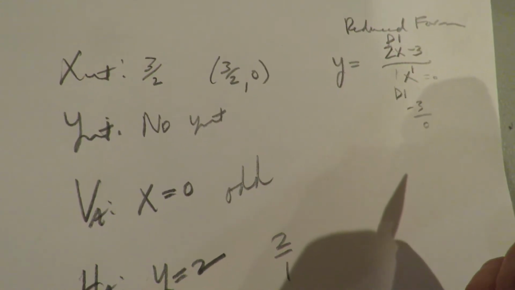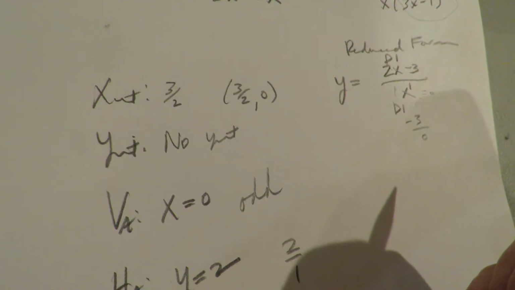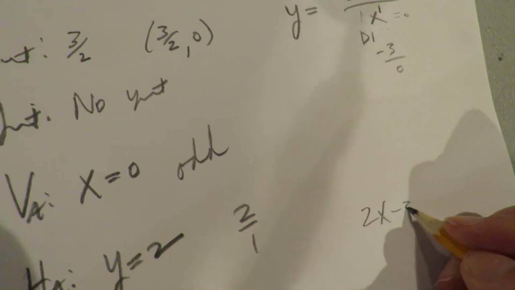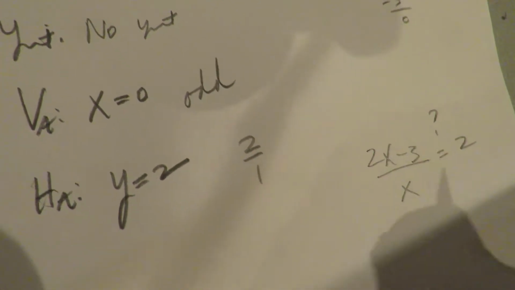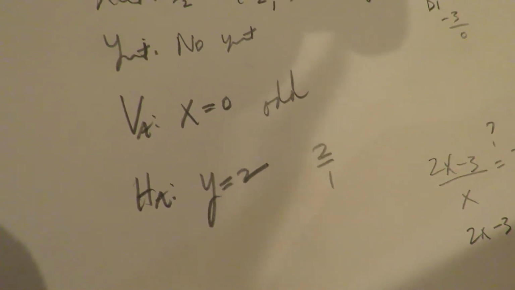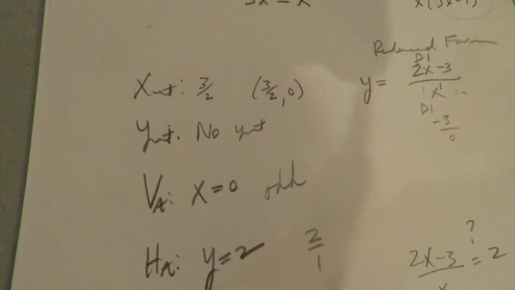It is not going to cross this, because if you have 2x minus 3 over x equals 2, that's not solvable. You're going to get 2x minus 3 equals 2x. That's not solvable. Okay, so it won't cross the HA.